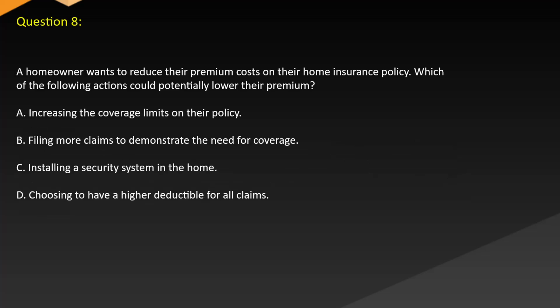Question 8. A homeowner wants to reduce their premium costs on their home insurance policy. Which of the following actions could potentially lower their premium? A. Increasing the coverage limits on their policy. B. Filing more claims to demonstrate the need for coverage. C. Installing a security system in the home. D. Choosing to have a higher deductible for all claims.